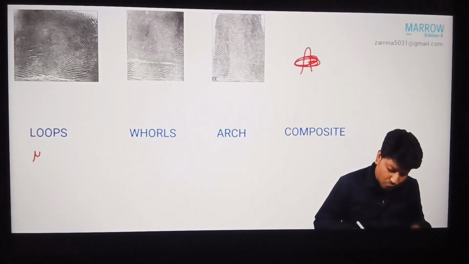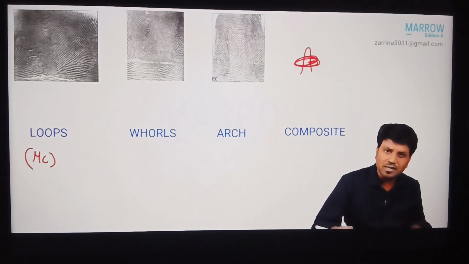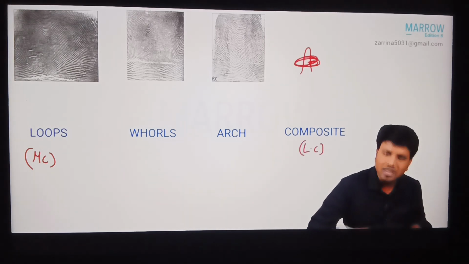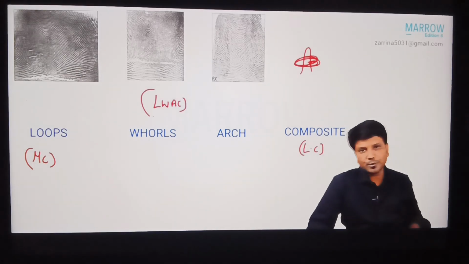Which is the most common pattern? Most common will be loop. 65% of the general population will be having loop. Second common is whorl, third common is arch, and least one will be composite. I have given you in the descending order. Loops, whorl, arch, and composite. You can remember LWAC, loop, whorl, arch, and composite.